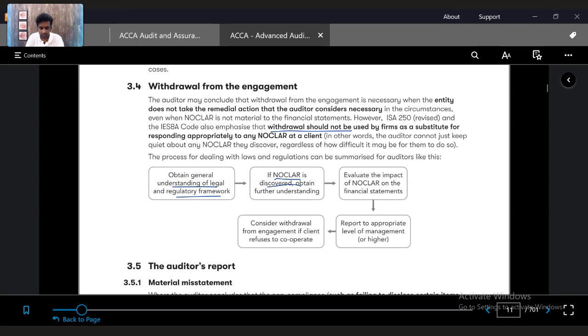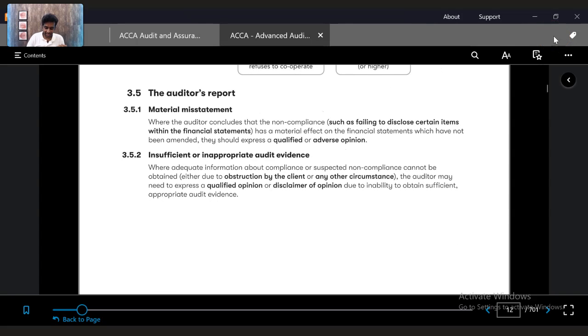Second is, if NOCLAR is discovered, if you identify a NOCLAR, you obtain further details with respect to the NOCLAR. Evaluate the impact of NOCLAR on the financial statement. Like how does the NOCLAR affect the financial statement? Report to the necessary level of management, like those charged with governance, etc. Report them to the management. And then if there are still issues, consider withdrawal. If there are still issues and the management is not willing to cooperate, consider withdrawal. So withdrawal from the engagement is also a resort to fight the NOCLAR.